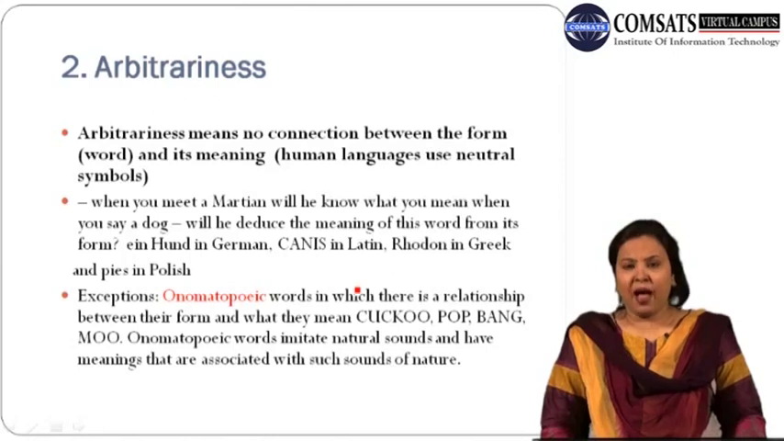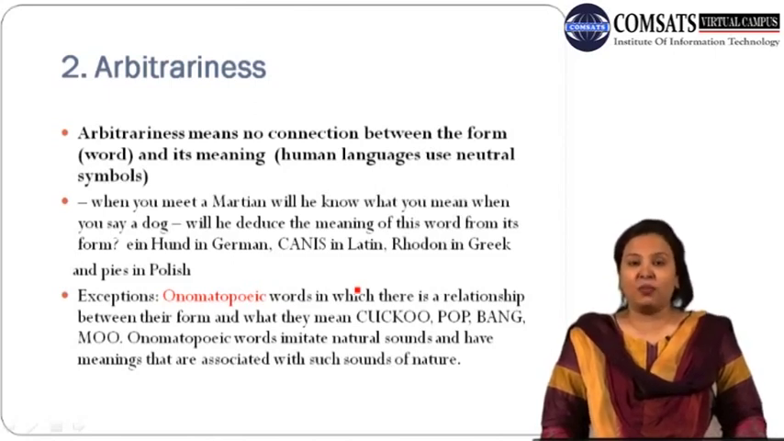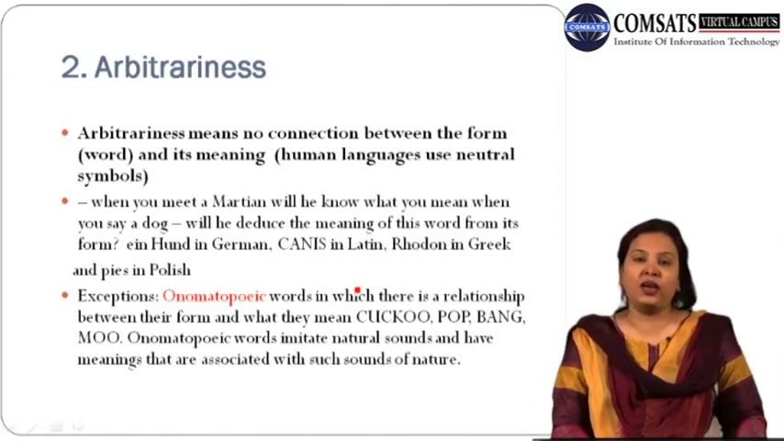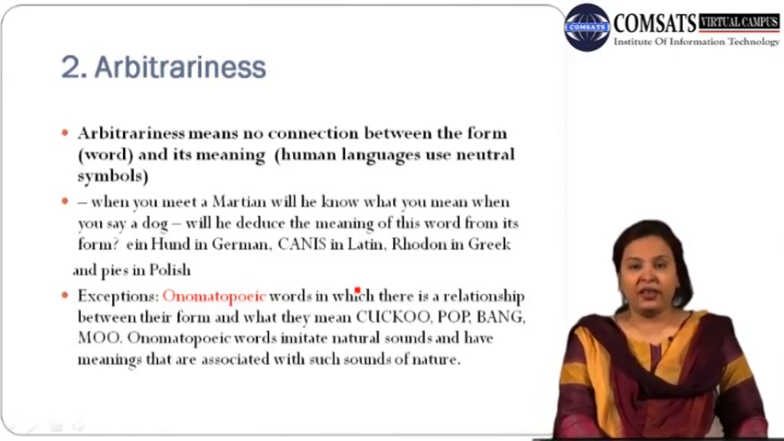Similarly, bang. Something terrible happens and you say bang. This happens because something goes bang, so you use the word bang, and there is a relationship. But to put it simply, there is only a small list of onomatopoeic words in all languages of the world. The majority of words in all languages are not onomatopoeic. So they have this feature, arbitrariness. There is no one-to-one relationship between the symbols and their meanings.